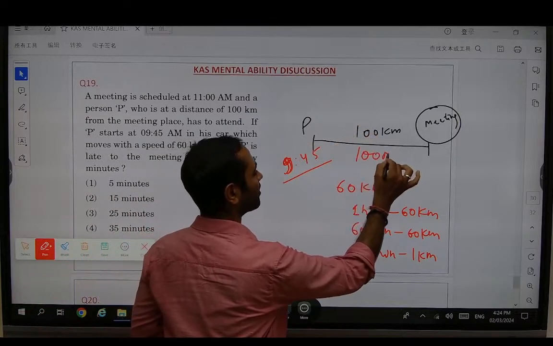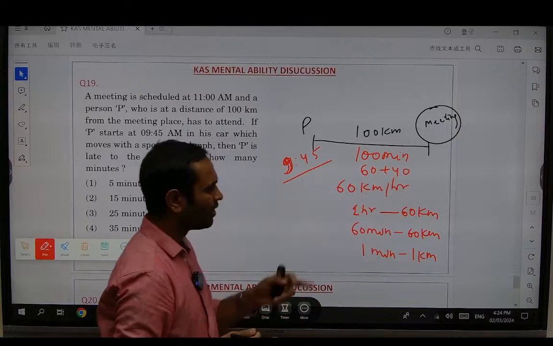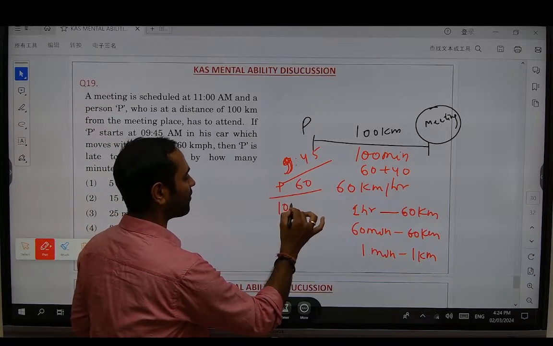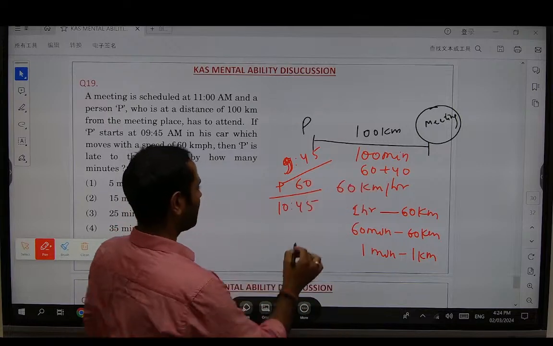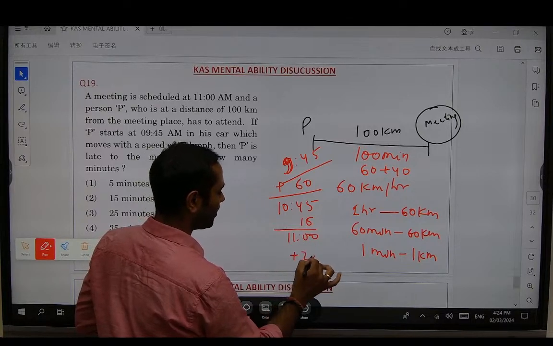100 minutes. Right? 100 minutes means you can write 60 plus 40 minutes. 9:45 he started. Next 60 minutes if you will take, it will become 10:45. Right? And then another 40 minutes he will reach. So 15 minutes will become 11. So he will reach 25 minutes late.